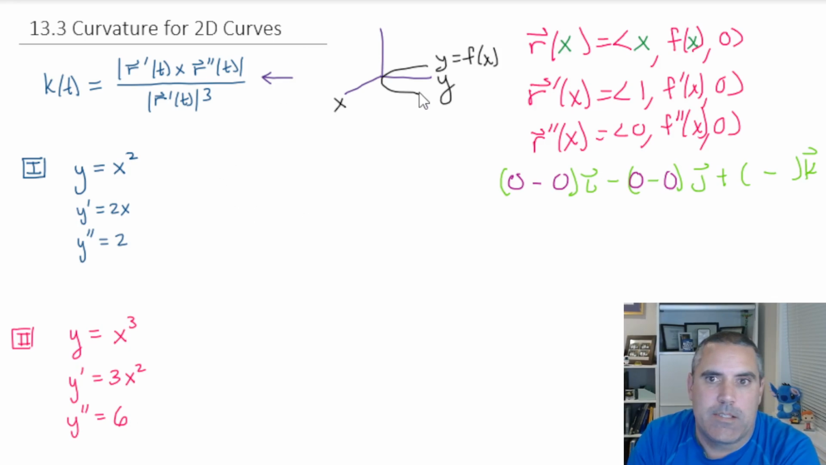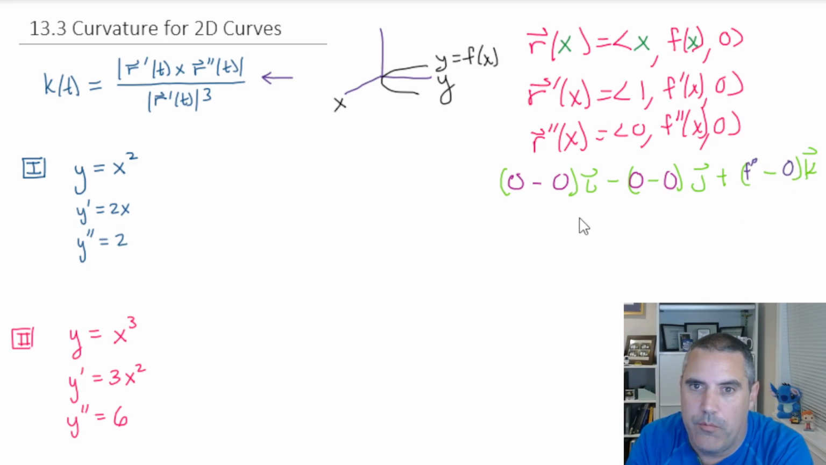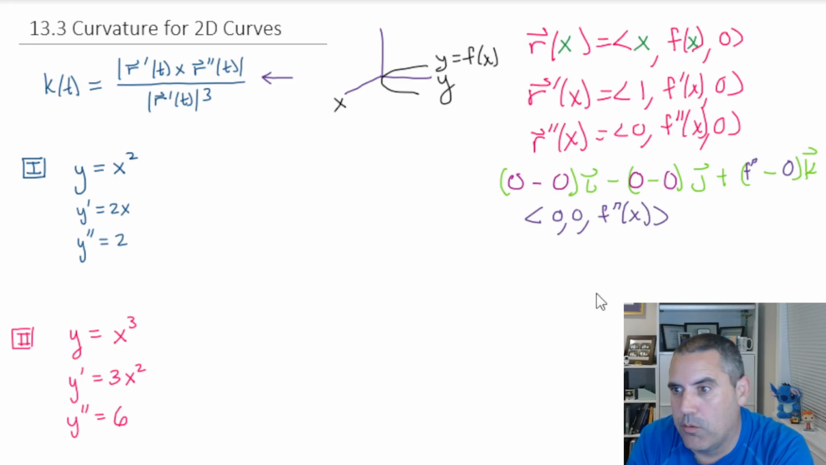Okay, lastly here, we're going to do this one. So this is going to be the second derivative. So this will be f double prime minus 0. So this vector is 0, 0, f double prime. It makes sense that that vector points either straight up or straight down. It will point up if it's concave up. It'll point down if it's concave down. So it does tell you a little bit about this.